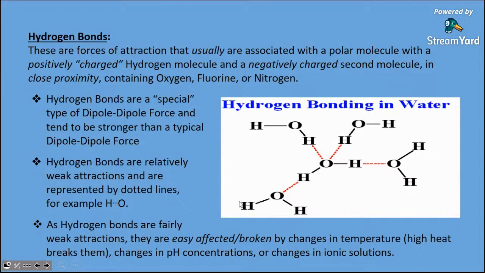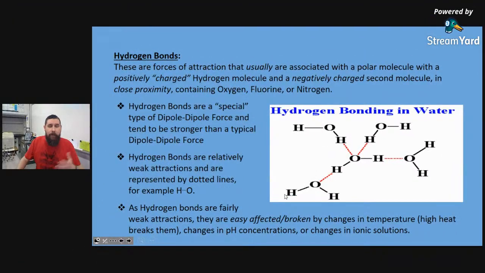The third type, oh, and I forgot to mention, hydrogen bonds, again, because they're fairly weak attractions, these are easily affected by changes in temperature. If I heat this up, those molecules are going to speed up. There's a phrase that we use in chemistry, heat them up, speed them up.